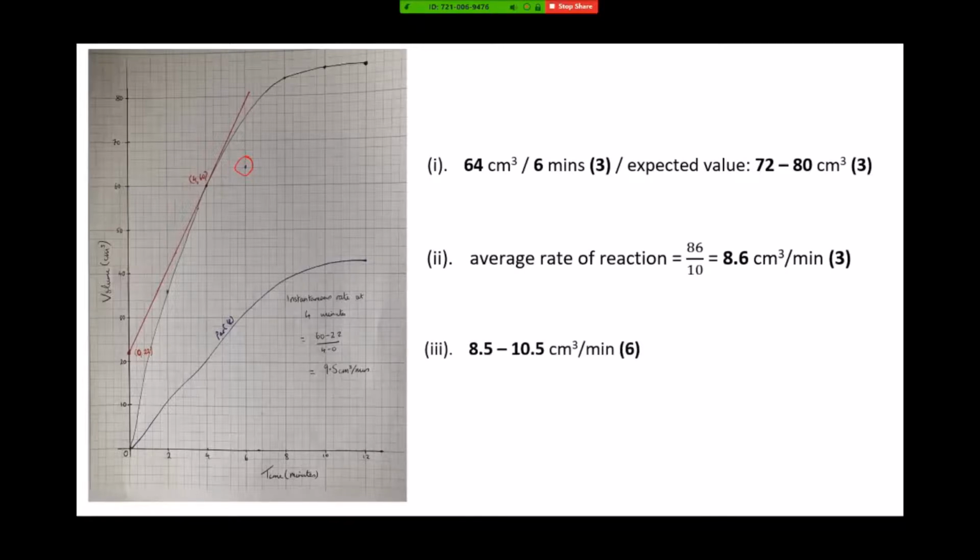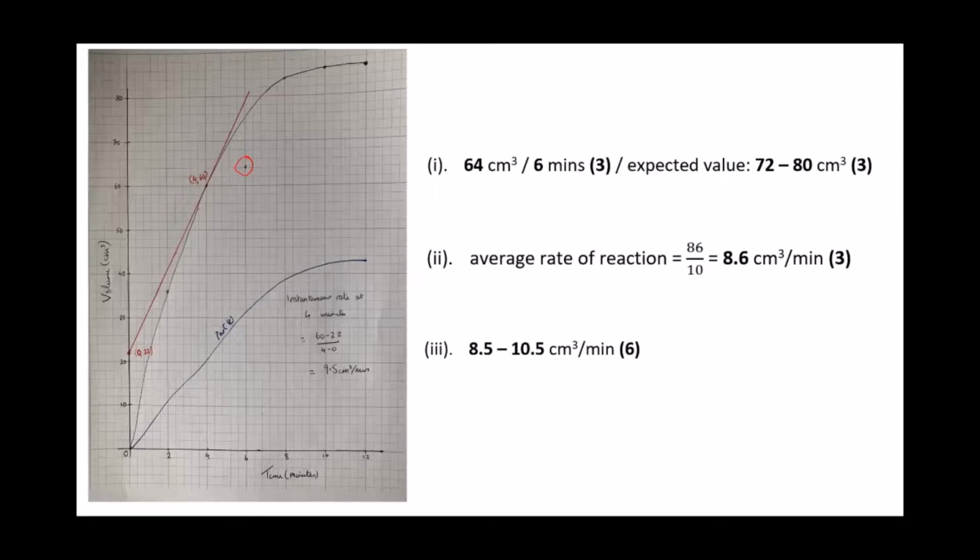And then you have your instantaneous rate. You can see how that worked out on the graph there. So I did my tangent to the graph at 4 minutes. I got 2 points on that tangent, and I got the slope. I got 9.5 centimeters cubed per minute. So I've given you a range there of 8.5 to 10.5 centimeters cubed per minute.